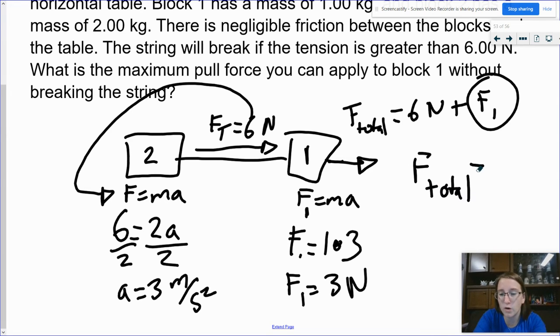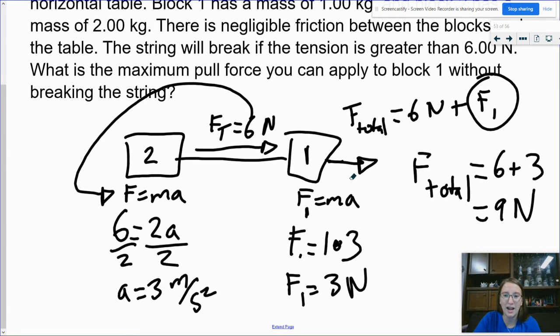So the total force we are applying to block 1 is, once more, the force to pull just block 1 at that acceleration plus the force to pull block 2, which was the 6 newtons. So the total force is going to be 6 plus 3 newtons. It'll be 9 newtons that will be applied here on block 1. 3 newtons to get just block 1 moving, plus the 6 newtons to get block 2 moving. That's going to be our answer.